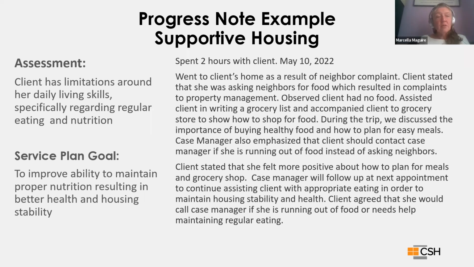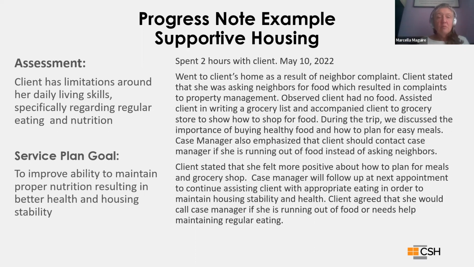These are just some progress notes examples. The assessment: the client has limitations around daily living skills, specifically around regular eating and good nutrition. The service plan goal is to maintain proper nutrition, resulting in better health and housing stability. And this is what happened. There's no judgment here. There's just facts.